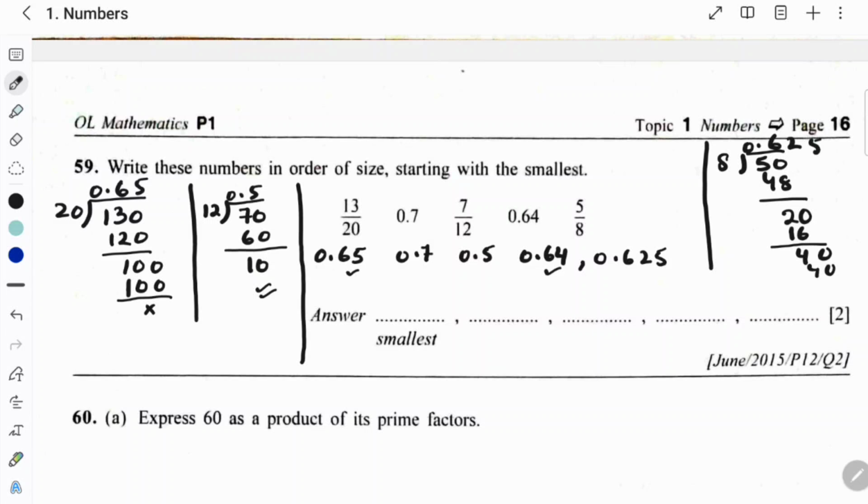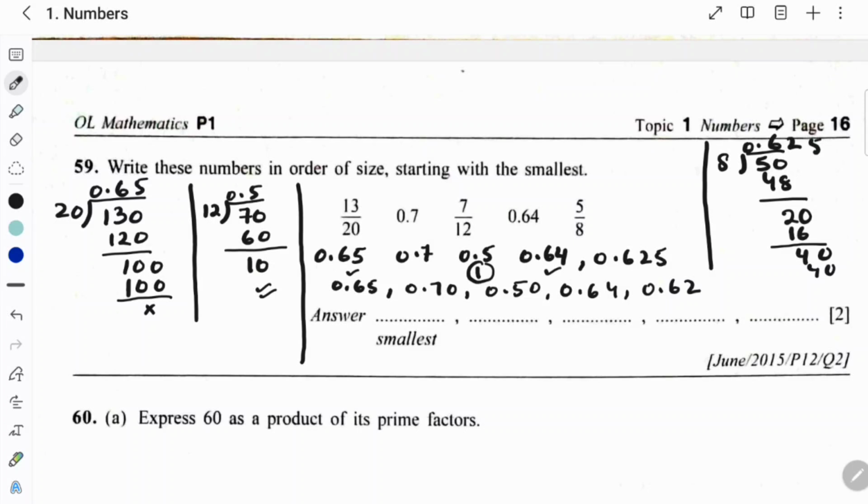We don't need to continue this because 0.5 is the smallest one. You just compare the first digits, then go to the second, then the third. If the first digit after the decimal is smaller, it is the smallest one, number 1. 0.7 is the largest one because the first digit is the largest. If I write all of them to 2 digits, I'll have 0.65, 0.70, 0.50, 0.64, and 0.62. Now you can easily compare them.